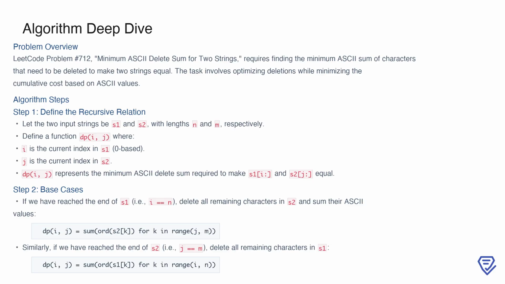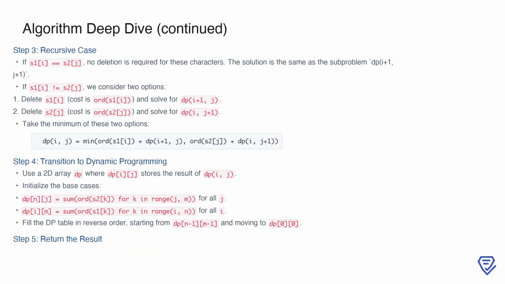Next, we establish the base cases. If we have processed all characters in S1, meaning i equals n, then we must delete all remaining characters in S2, summing their ASCII values. Similarly, if we finish processing S2, we sum the ASCII values of the remaining characters in S1. These base cases set the foundation for our recursive approach to handle the problem step by step. Now let's address the recursive cases.